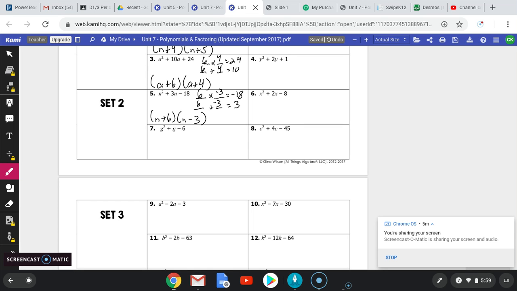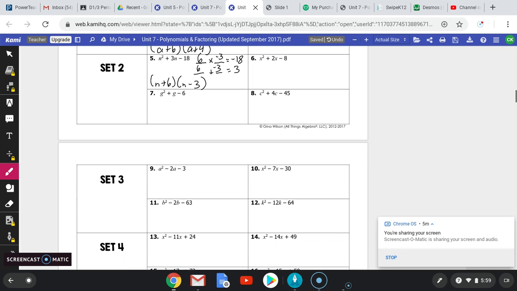Another way to think about it is when you've got something like this, you're basically saying what two numbers, when I subtract, give me my b term. So if I look here at number 7, again, what two numbers multiply to give me negative 6, and those same two numbers add to give me 1? Well, 3 and 2 work. Now, which one has to be negative? That's correct, the 2 has to be negative. So my final answer is going to be g plus 3, g minus 2.